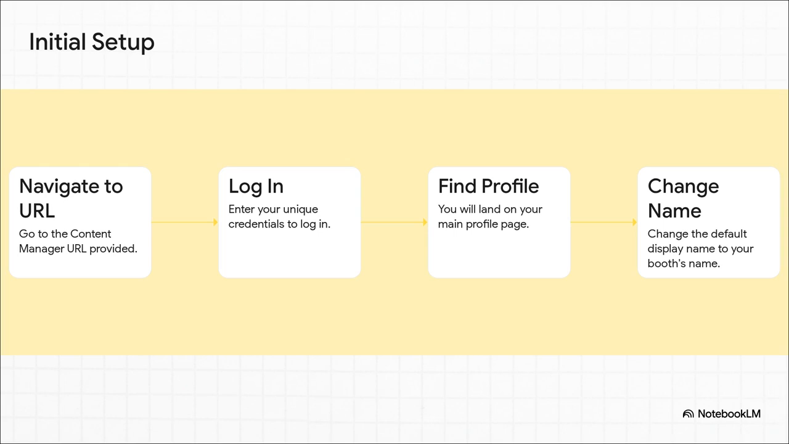Okay, so your first move is to head to the Content Manager URL that the event organizers sent you. Log in, and you'll see your profile. Now listen up, because this is the most important first step. You have to change your display name. By default, it's just your username, which means nothing to attendees. Make sure you change it to your company's name.